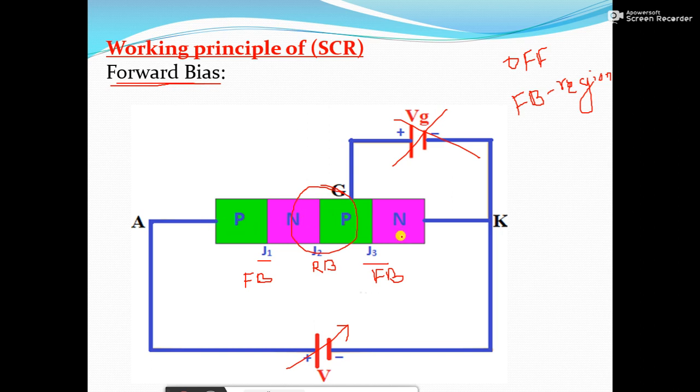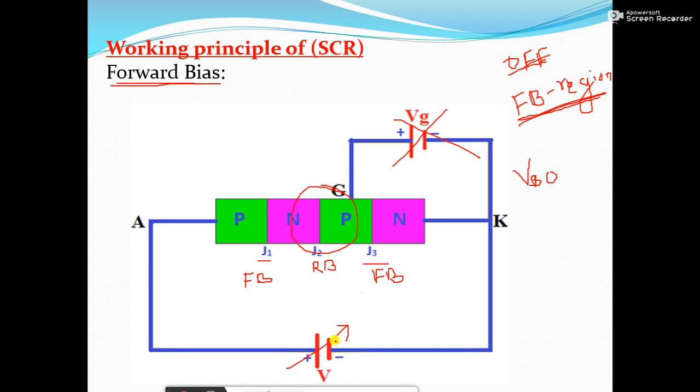Now the applied forward voltage at which the junction J2 breaks down and a large current flow results is referred to as the breakover voltage, that is VBO. Remember, as long as V is less than VBO, there won't be any current flow, or you can say the SCR is in off condition, and only a very small amount of leakage current will flow. That region of operation is known as the forward blocking region.